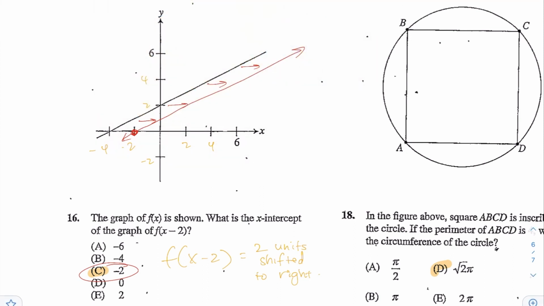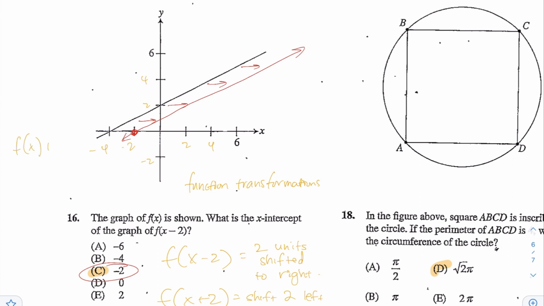So you have to know the transformations of functions. And if you have a change inside the parentheses, it's kind of like in the opposite direction. If you add 2 to the x, you actually have to shift 2 left. That's because you're changing the inputs, not the outputs.